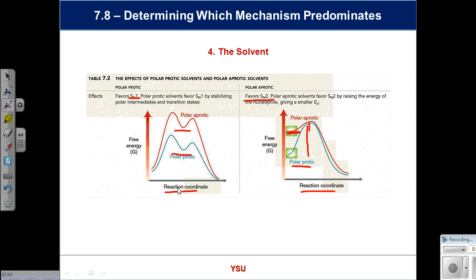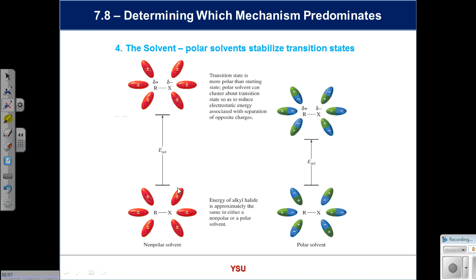Polar protics, good for SN1. Polar aprotics, good for SN2. With that in mind, why? So here you've got some pictures showing what the solvent does. And this is the whole idea of facilitating the loss of a leaving group. Okay, there's some substrate. It's tertiary, let's say. And we want to think about why this can break off spontaneously. If this thing wants to start breaking off, it needs some help. X is not just going to drop off. It wants to be dragged off.